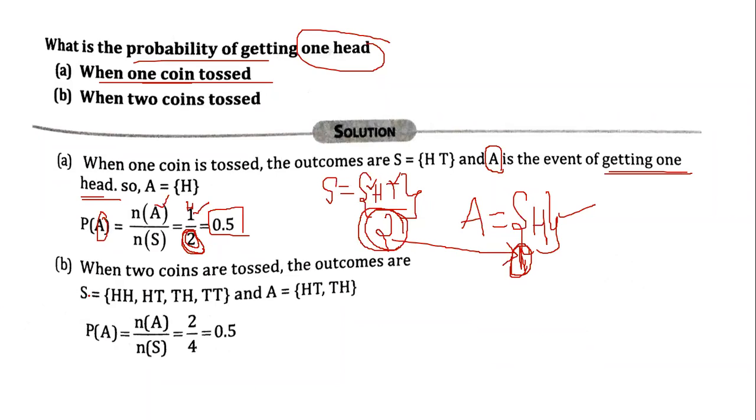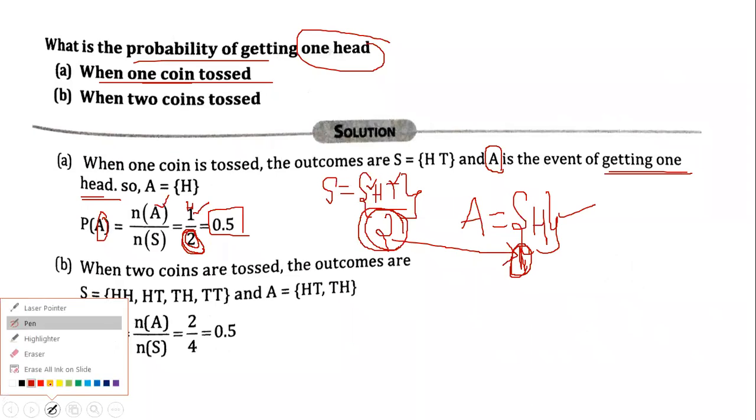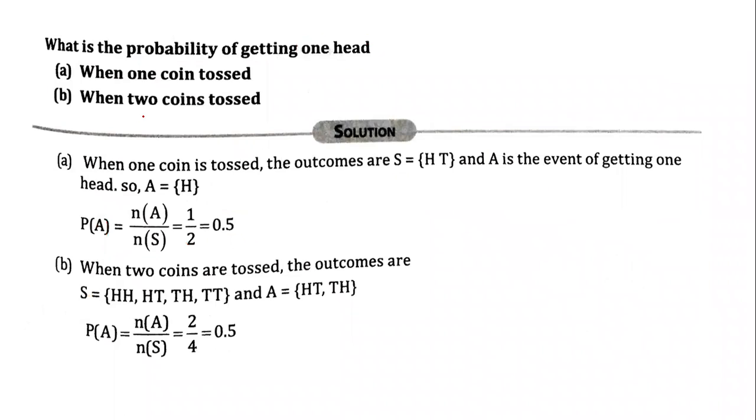Now, let us go to the next question. Next question means in this only, a sub question. What is the probability of getting one head? Now, what was the first question? When only one coin was tossed, what will be the possibility? Now we are tossing two coins. Here it was only one coin, so only head or tail. Now we are tossing two coins.